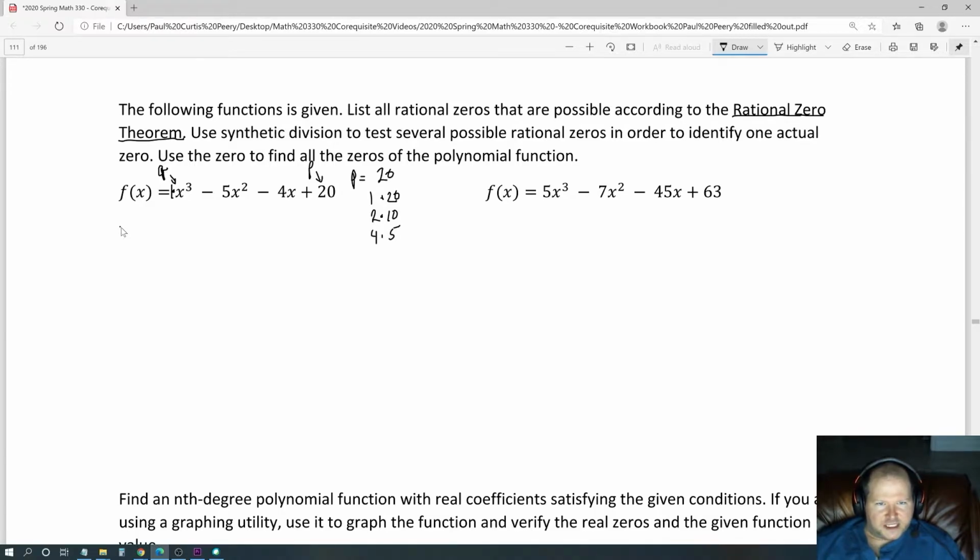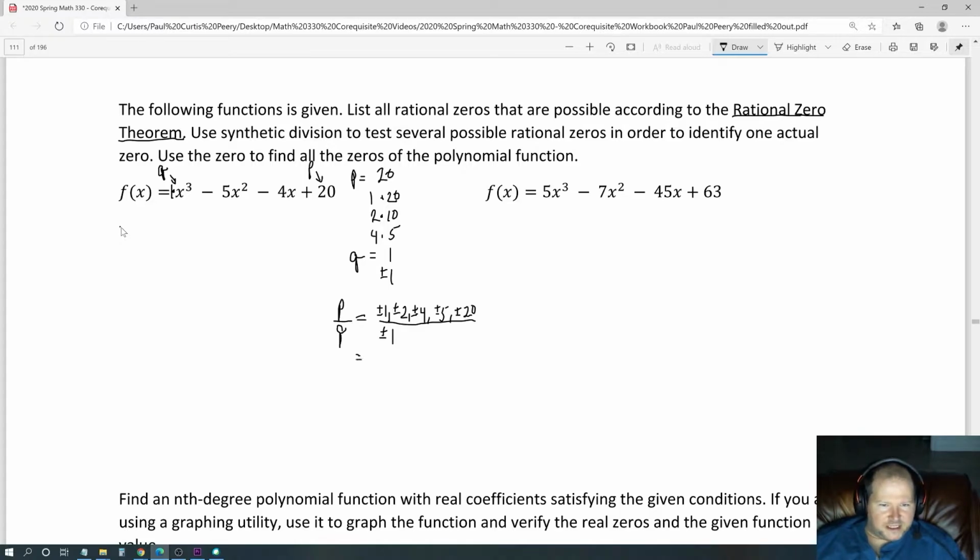So we have 6 different possibilities there for the P. Then let's do the Q. Well, the Q is just 1, so it's just plus or minus 1. That's all we get for that one. Then we want to find the P over Q, which is going to be plus or minus 1, plus or minus 2, plus or minus 4, plus or minus 5, and plus or minus 20, and then we put all that over plus or minus 1.